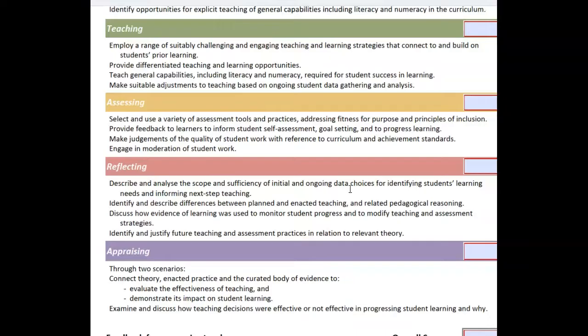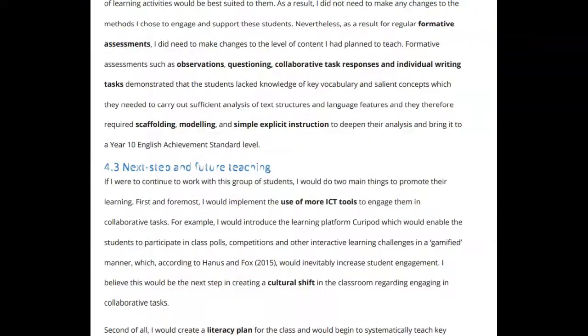Have they talked about the scope and sufficiency of data? Have they talked about informing next step teaching? Yes. Have they described the difference between planned and enacted teaching and why? Well, they have. They said, I did this and found this out, therefore I did it, one of those things. Did they use student data to modify their progress? Yes, they had examples of that. And they put themselves in the heading next step teaching about what they do in the future.